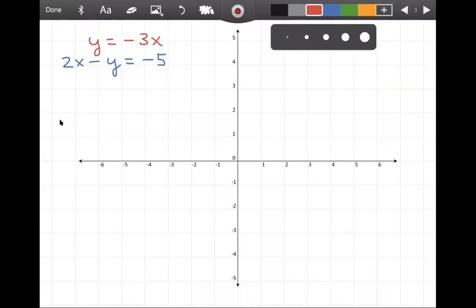Since y equals negative 3x is written in slope-intercept form, I am going to graph that one using the y-intercept and the slope. Notice the y-intercept is 0, or (0, 0). And the slope is negative 3, which I'll think of as negative 3 over 1. So that means rise negative 3, and run 1.